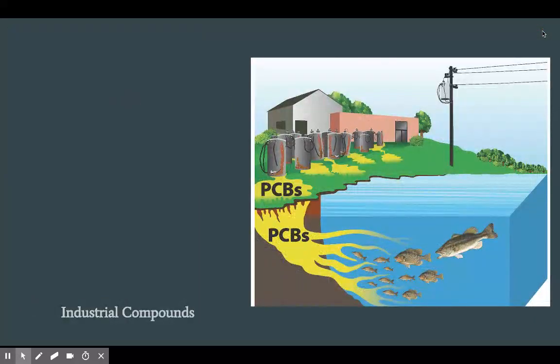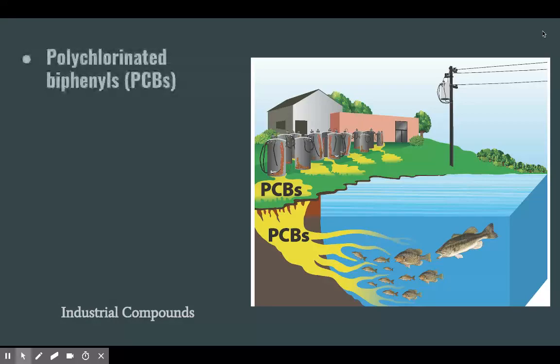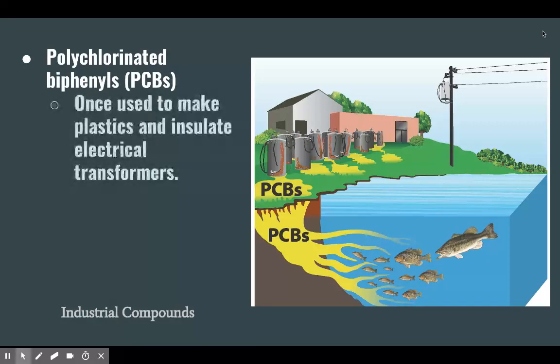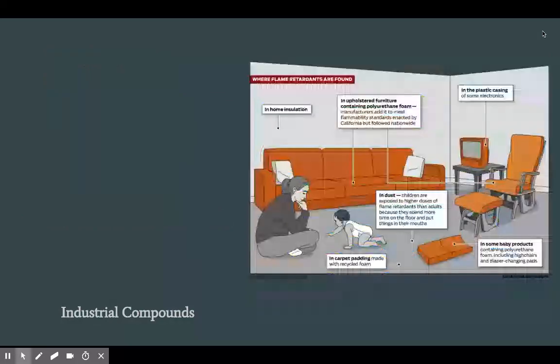Another thing that industries put into the waterways are PCBs, and these were once used, though they're not used in the U.S. anymore, to manufacture plastics or insulate electrical transformers, and they have caused many environmental problems. If you ingest any of these PCBs, they're very lethal. They're carcinogenic, which means they are cancer-causing. The good thing is in 1979, these were no longer allowed to be used in the United States. Unfortunately, in other countries, they can still be used.